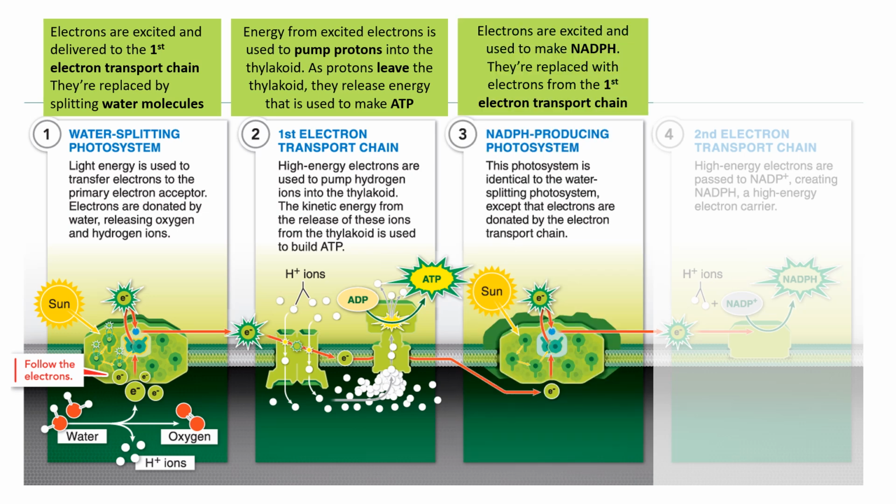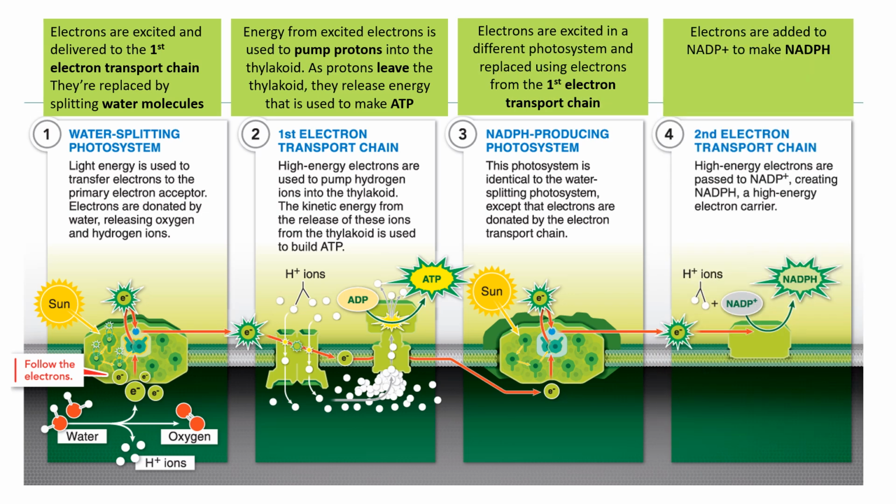Then we move to the NADPH producing photosystem, where again electrons in chlorophyll are excited by the sunlight, and they get passed to the second electron transport chain. But this time, instead of splitting more water molecules, we borrow some extra electrons from that first electron transport chain. In the second electron transport chain, those excited electrons are used to make NADPH. Now we have the ATP and NADPH we need to complete the Calvin cycle.